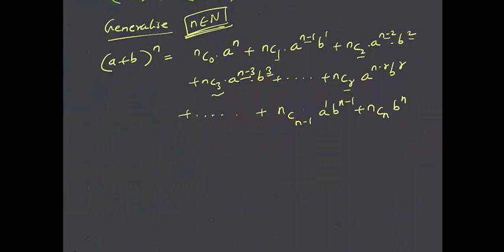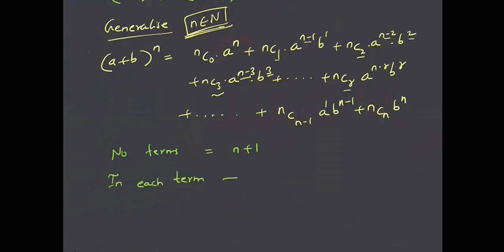So now in this we can see that the number of terms is equal to n+1, right? Because the power of a is starting from a^n and going down to a^0. So there are 0, 1, 2 up to n. So there are n+1 terms. Okay.